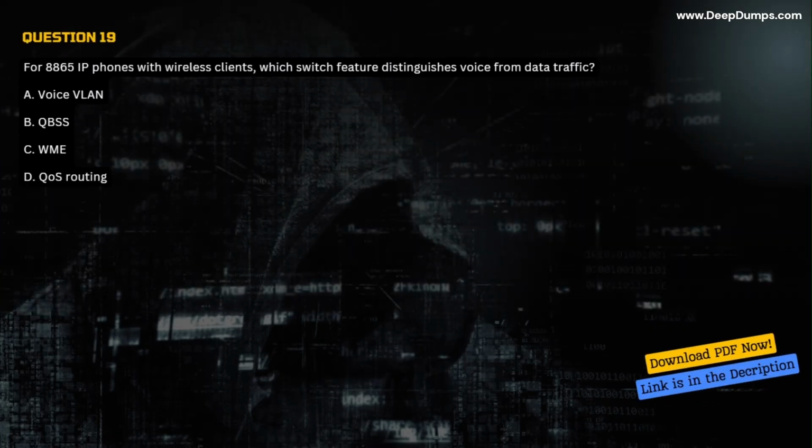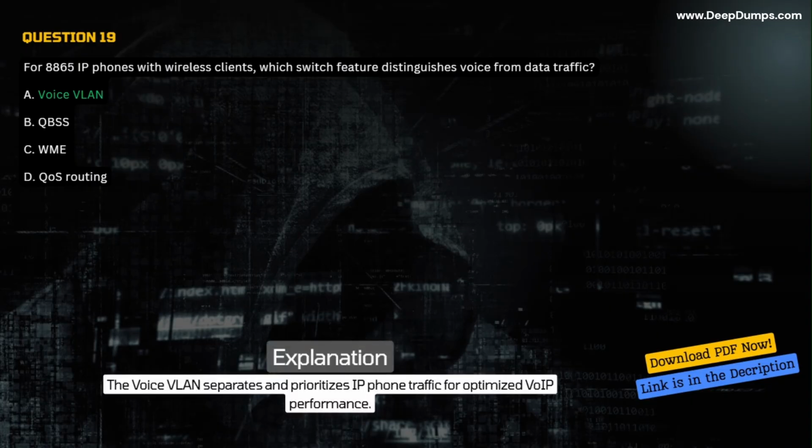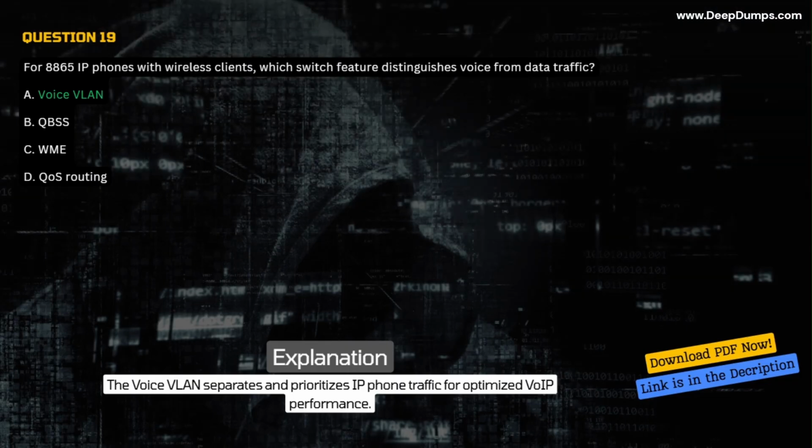Question 19. For 8865 IP phones with wireless clients, which switch feature distinguishes voice from data traffic? A. Voice VLAN. B. QBSS. C. WME. D. QoS routing. Correct answer A. Voice VLAN. Explanation. The voice VLAN separates and prioritizes IP phone traffic for optimized VoIP performance.